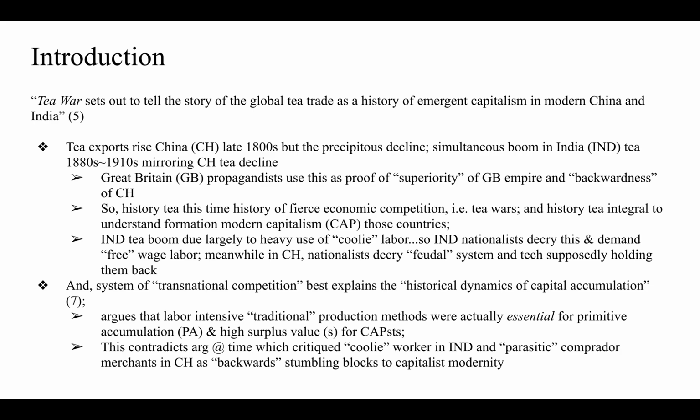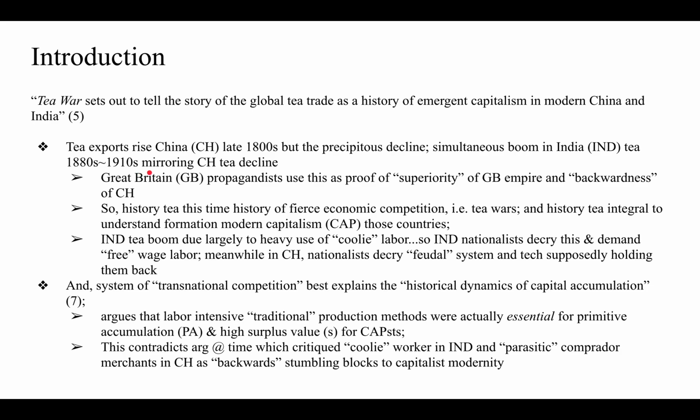Liu says right at the beginning that this book sets out to tell the story of the global tea trade as a history of emergent capitalism in modern China and India. I'll take his words there; he can explain what he's trying to do much better than I can, and this sentence sums it up pretty well. He explains how tea exports rose in China in the late 1800s, but then there was a precipitous decline, and a simultaneous boom in Indian tea production between the 1880s and the 1910s that mirrored this decline in China.